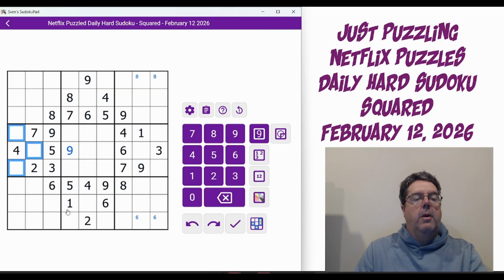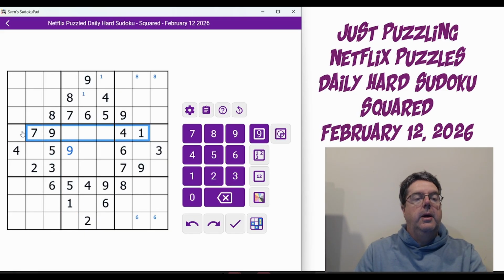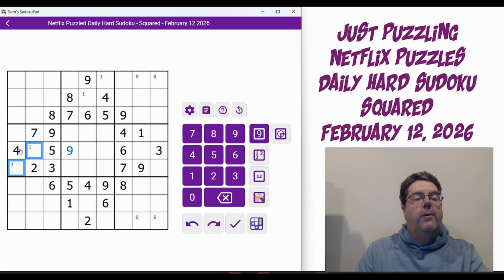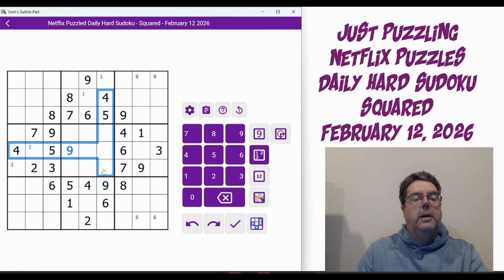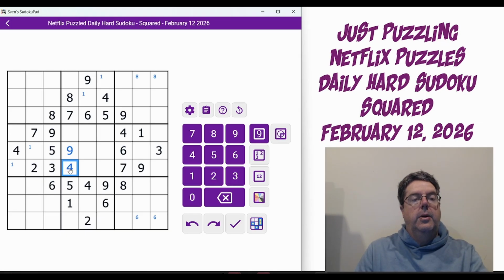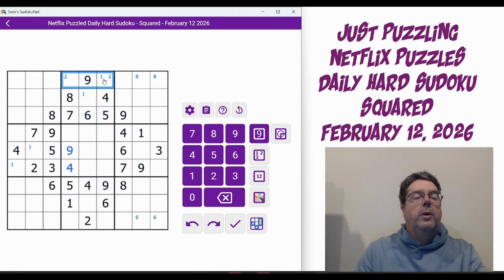Alright, let's keep going. 1 comes up here, so 1 is one of these two. 1 comes across here, so 1 is one of these two. See the 4 comes across here, down here, up here, and across here, so this is a 4 here. Okay, so 2 can be here or here, 2 comes up here, leaving this as a 2. One of these two is a 2.